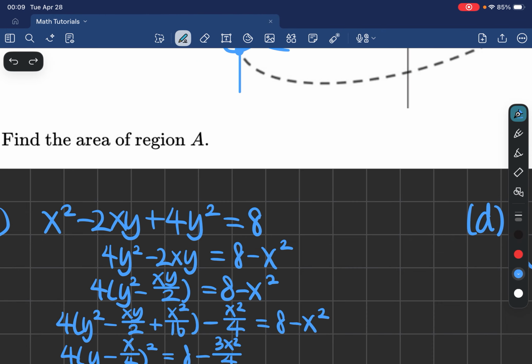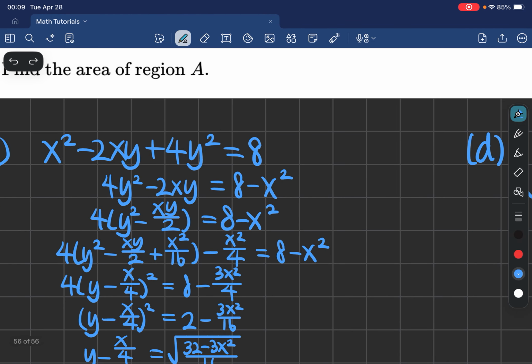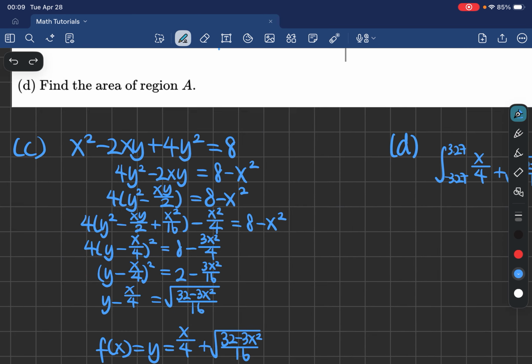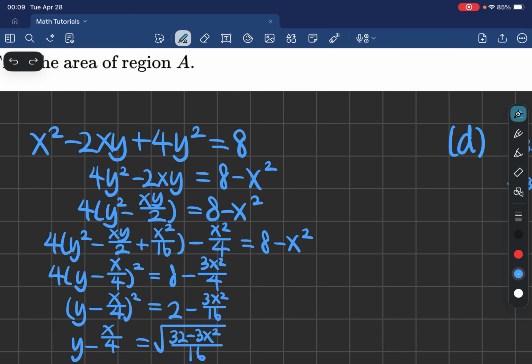So I just copy down the original function, and I first move the terms without y to one side, and then I pull out the factor of 4 from the side with y. So here's the important part: how do you actually isolate y, right? You can do something called complete the square.